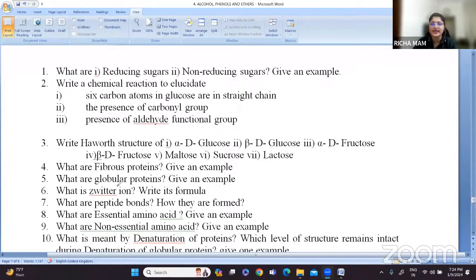They are the examples. Next, what are globular proteins? Give an example. Yes, what are globular proteins? Give an example.